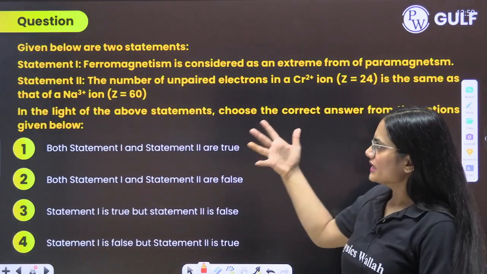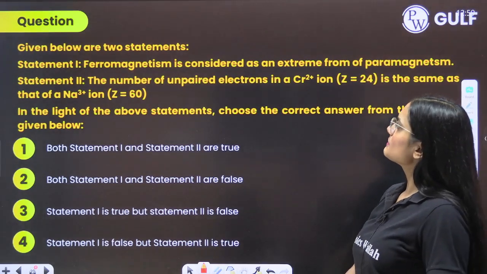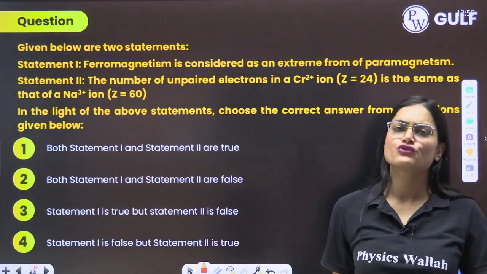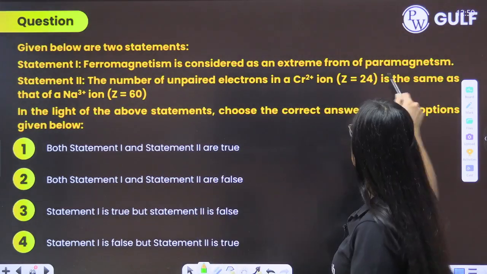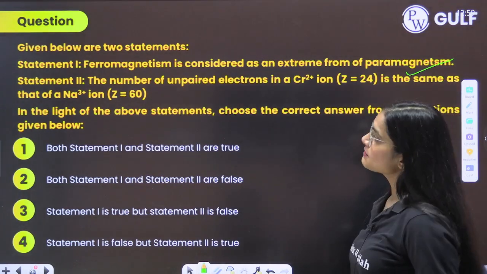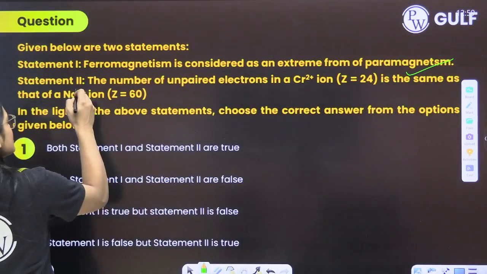Like here the question is saying, in inorganic, statement 1: ferromagnetism is considered as an extreme form of paramagnetism. This statement is totally true. Statement 2: the number of unpaired electrons in chromium plus 2 ion is the same as that of Nd. This is not Na, this is Nd. This is a correction here.